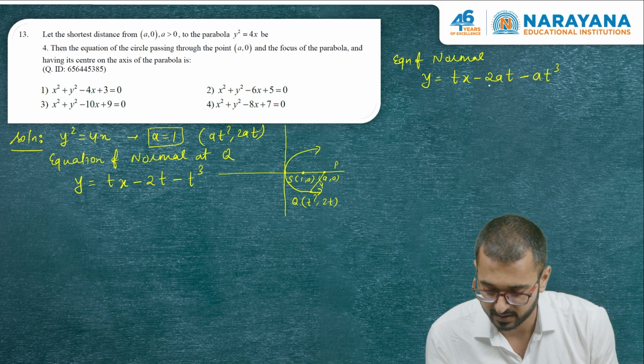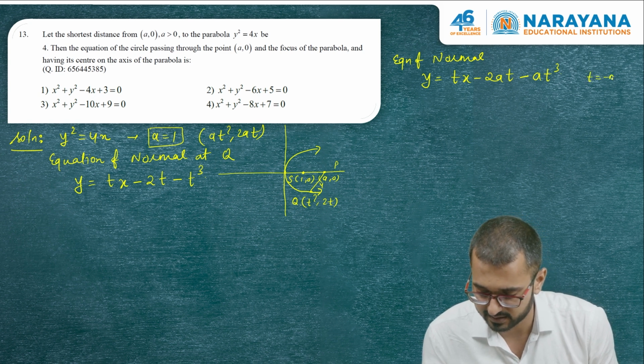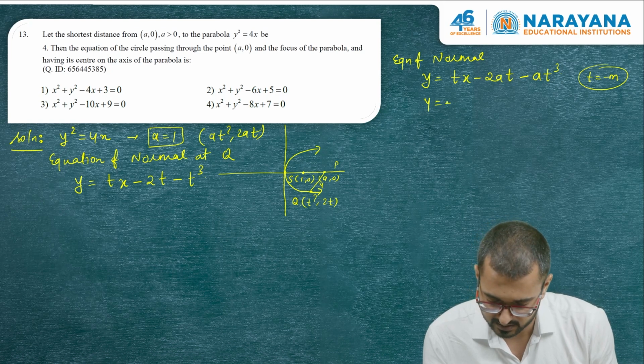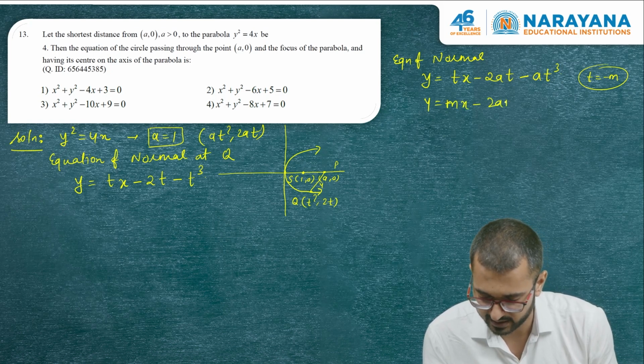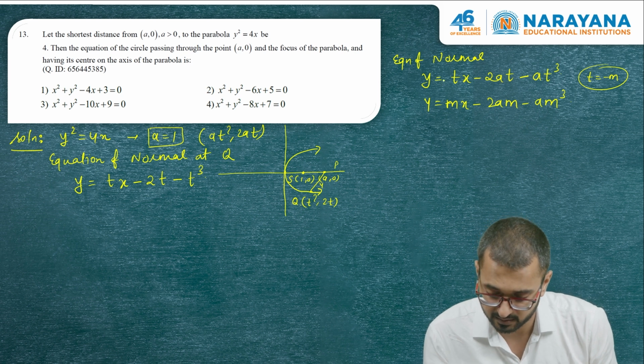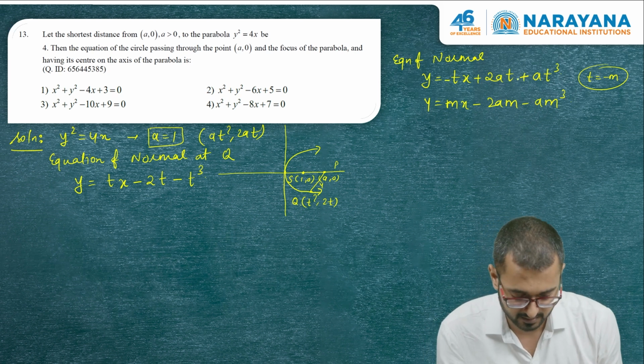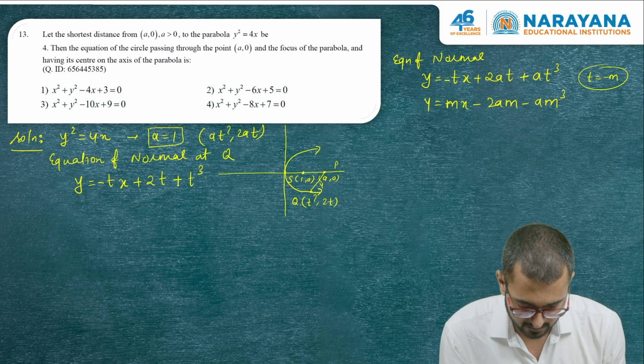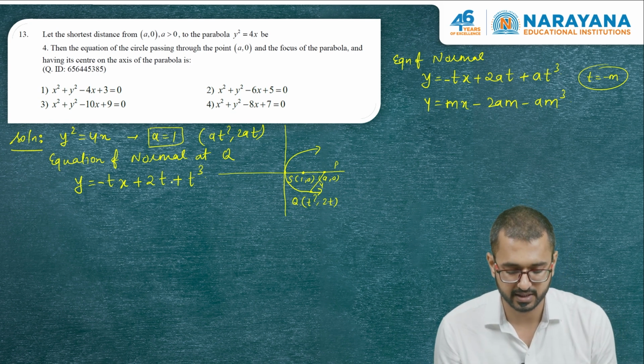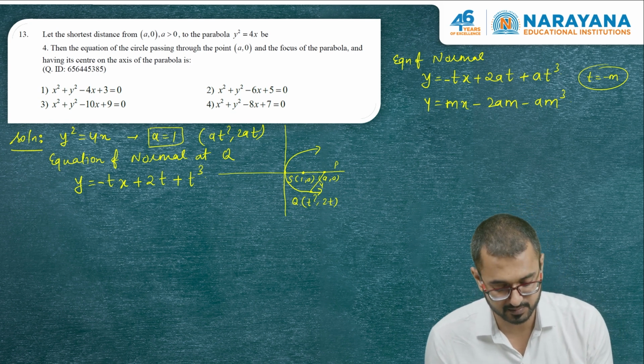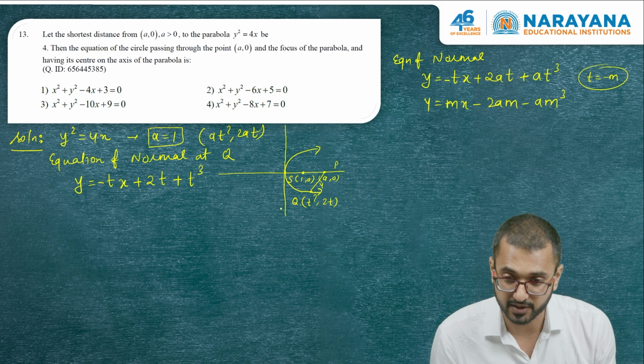Since t is equal to minus m, we have to write y is equal to mx minus 2am minus am cube. That is the correct equation, but here we are writing in t, so this is minus, and these two are plus. So y equal to minus tx plus 2t plus t cube. This is my equation of normal at point Q.